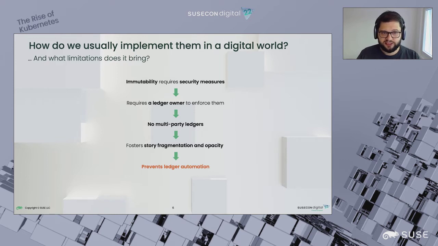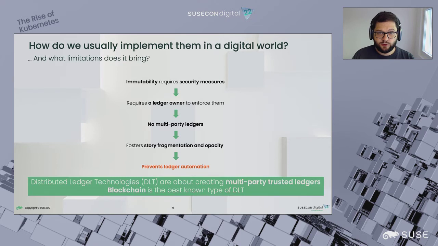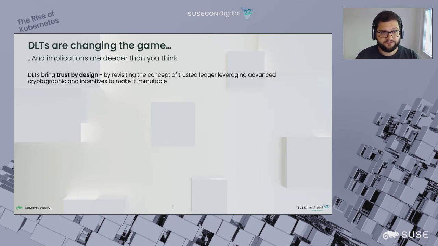And most importantly, it prevents any kind of ledger automation. Because every stakeholder only owns bits of the story. So you cannot really make an automation when you know that 90% of the story is out of your hand. This is why we have distributed ledger technologies. It's really about creating multi-party trusted ledgers. And of course, blockchain is the best known type of DLT, but it's not the only one.